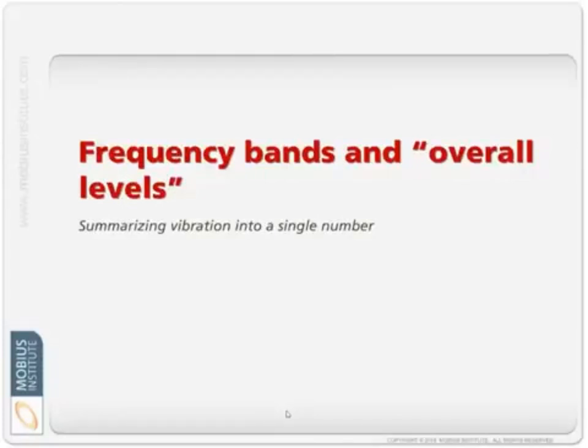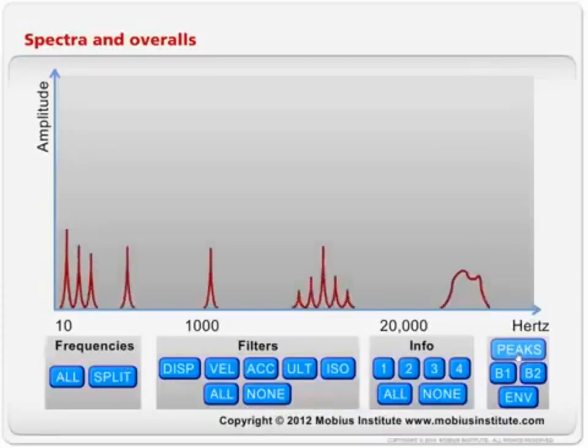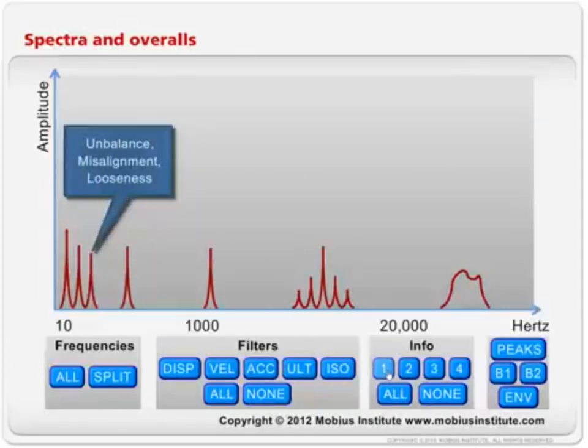Now I just want to briefly mention that there is another approach to vibration analysis. I just want to briefly summarize a few things. So if this was our spectrum, what I'm doing is simplifying things, and this frequency scale is sort of logarithmic: 10, 1,000, 20,000. So we tend to get this very high frequency vibration out here, the stuff we were just talking about. We get some peaks down low, and those peaks often relate to problems like unbalance, misalignment, looseness, and so on.